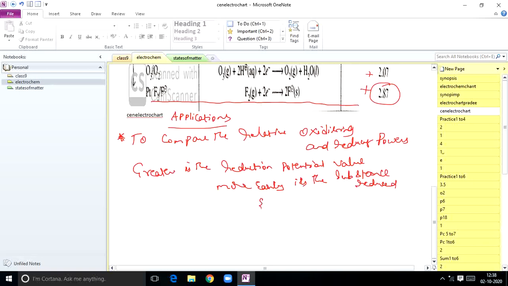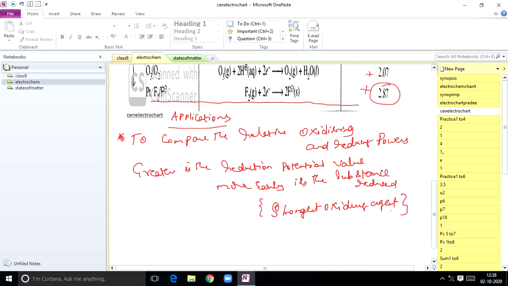So the substance which undergoes reduction acts as the strongest oxidizing agent. Those electrodes which have got more positive reduction potential value, that substance undergoes reduction very easily, so that acts as the strongest oxidizing agent. From this we can say vice versa: lower is the reduction potential value, the less easily the substance is reduced, and it's a weak oxidizing agent.